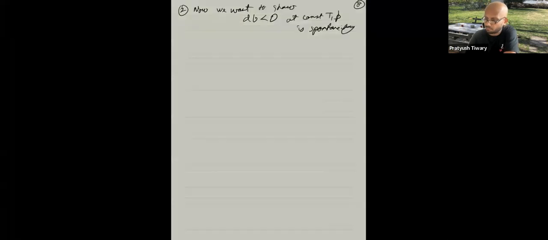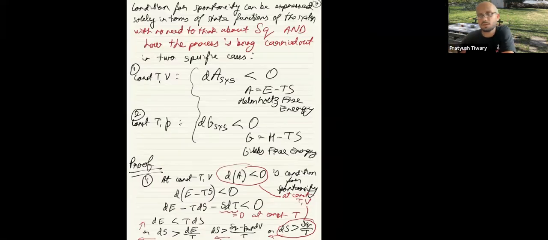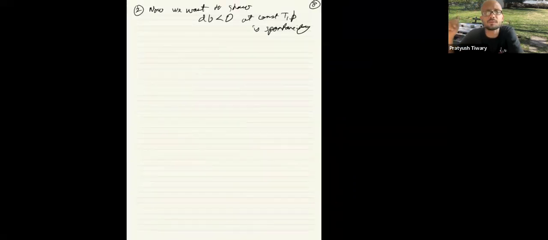So I said that for this one, we could have gone in the opposite direction. We could have done dS more than delta Q by T and start from there. So let me do the opposite direction for this one, and you'll see it's exactly the same proof. So we know that dS more than delta Q by T is our condition for spontaneity for any process.